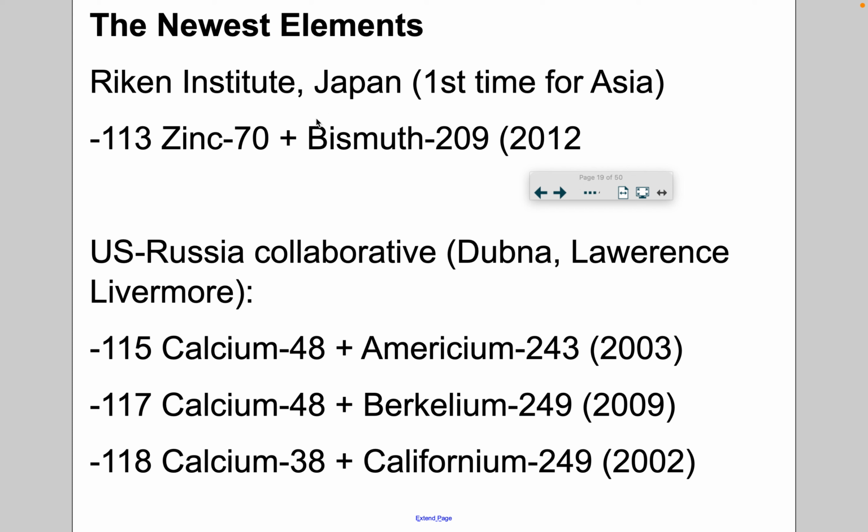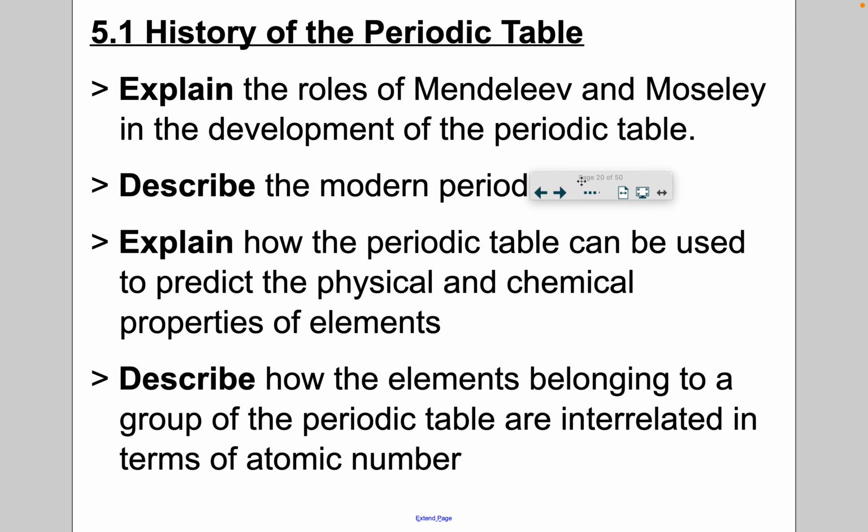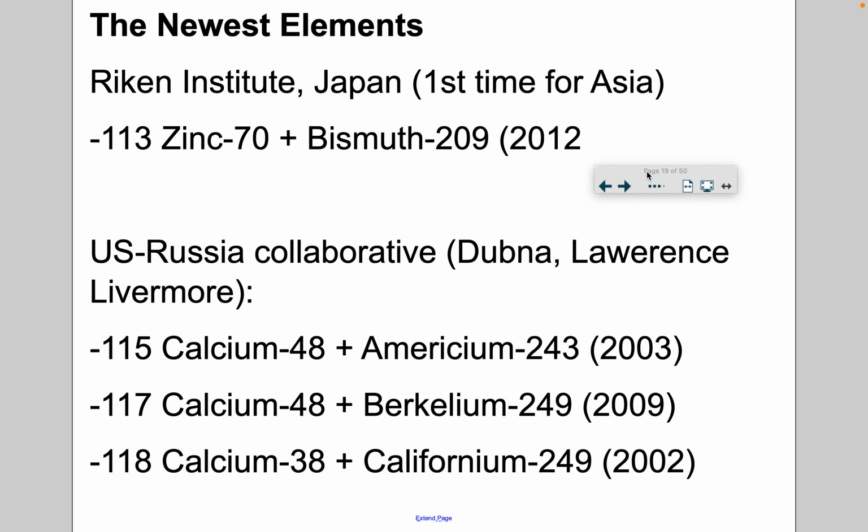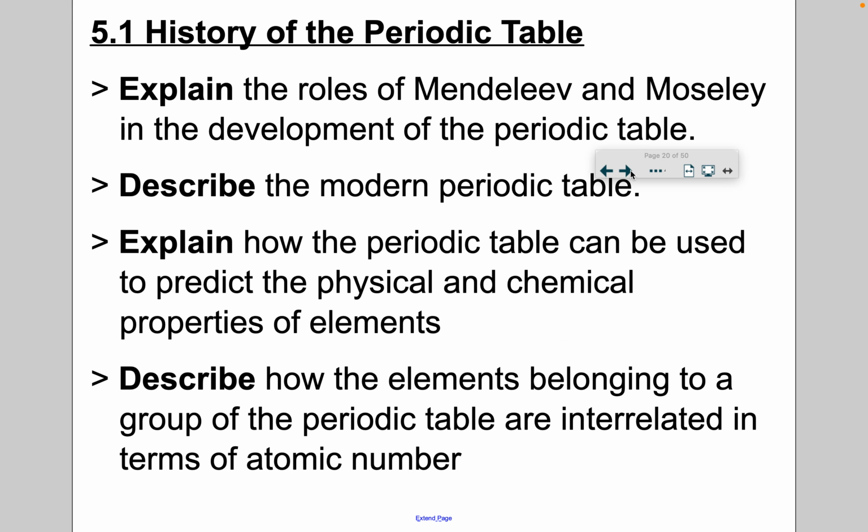But you can see here, when you combine zinc 70 with bismuth 209, you create element 113. Here's element 115, 117, 118. So basically you're just taking two atoms and smashing them together. Okay, so that does it for the history of the periodic table.